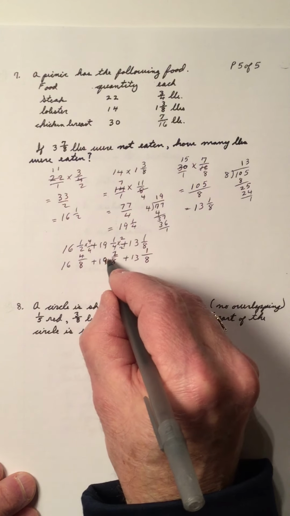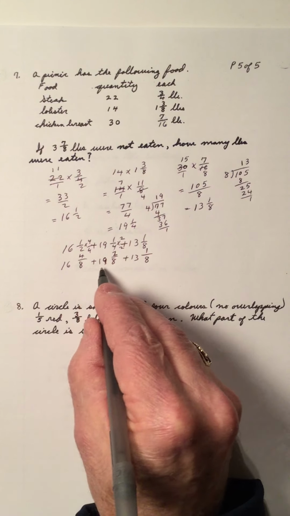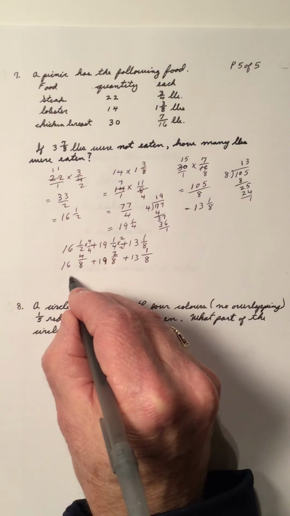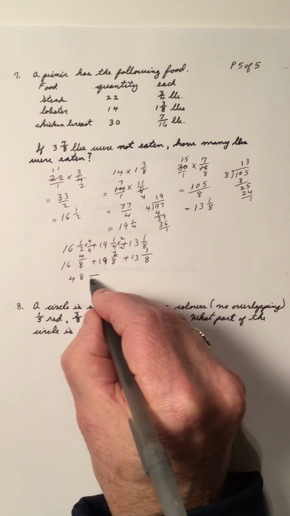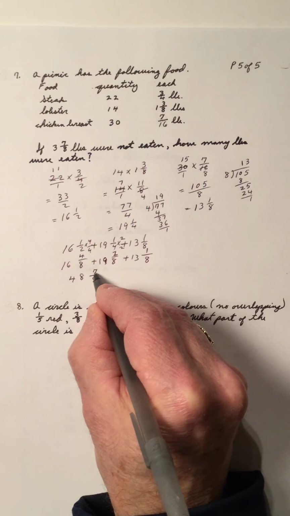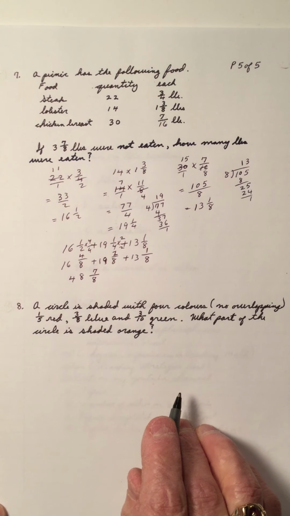Now that we have all the same denominator, we add. When we add all the fractions, the common denominator is 8, and we get 6 plus 1 is 7. So that's the total amount of food that was eaten.